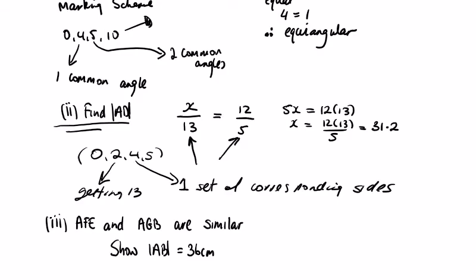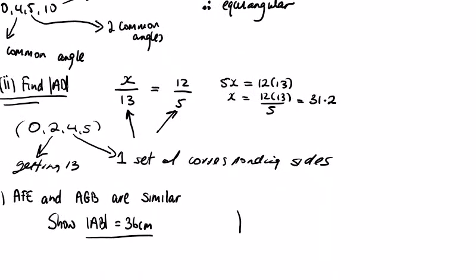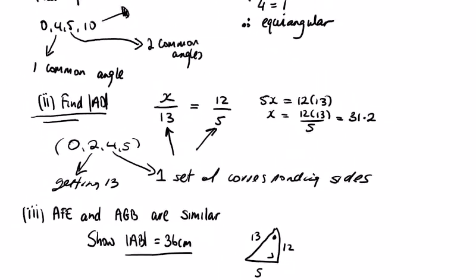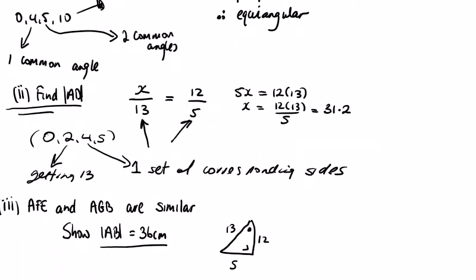Part 3, AFE and AGB are similar. Show AB is 36. Let's draw these two triangles separately. AFE is the small one. AFE, where the diagonal was 13. This one was 12 and this one was 5. So this is the angle we're going to need. And AGB is the bigger one down here, AGB. And we have this side being 39, the 12 and the 27 added together. 39, we need that. So this one 39, opposite the right angle.